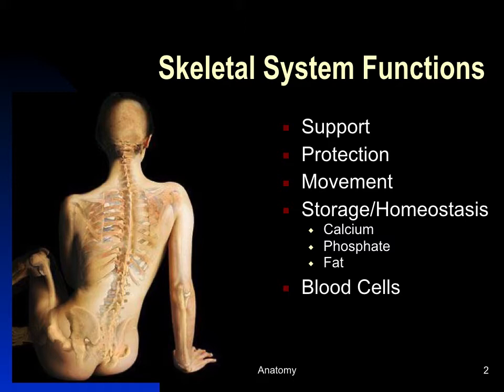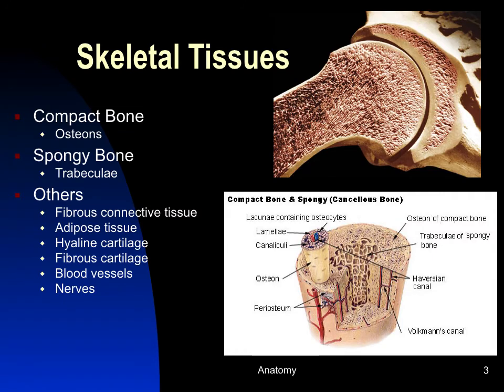Okay, the skeletal system is made up of a bunch of organs that are formed from several tissues. The most common tissue is compact bone, but there's also spongy bone. Here you can see in this shoulder joint, the edges are compact bone, which is quite dense, and then spongy bone forms that network in between. But there are lots of other tissues: fibrous connective tissues, fat tissue (adipose), several types of cartilage, lots of blood vessels and nerve tissues.